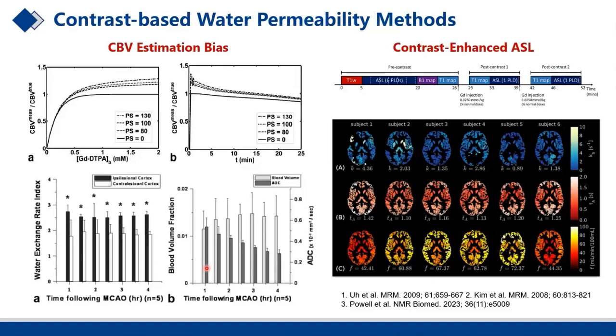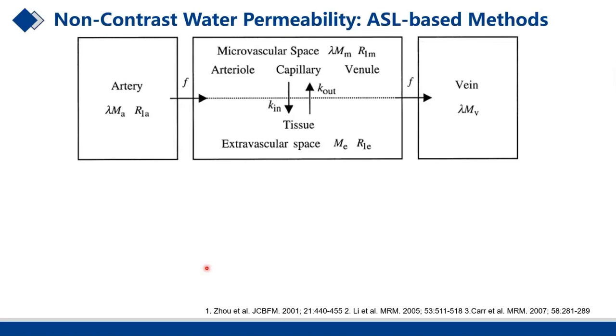But we always know that the contrast has a lot of problems. It cannot be used in people who have kidney diseases. It also accumulates in the brain. It is also invasive. So many groups have proposed several methods to look at the BBB permeability without using the contrast agent, and that goes to our non-contrast techniques. So most of the non-contrast techniques are ASL-based methods.